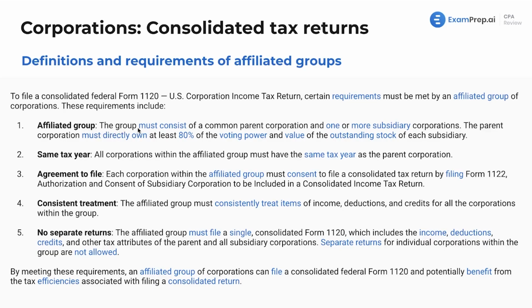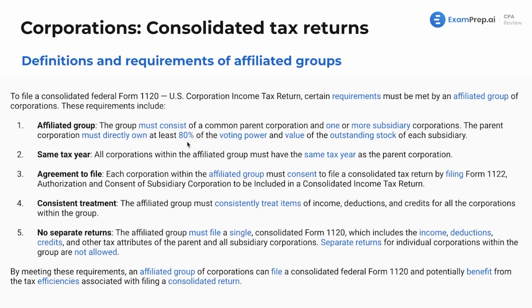Well, an affiliated group must consist of a common parent corporation and one or more subsidiaries. We saw that already. But building on this, the parent corporation must directly own at least 80% of the voting power and value of the outstanding stock of each subsidiary. So if you see questions where the corporation owns 60%, they are going to try to trick you into thinking that you only need to own 50%, because in a lot of cases, whether it's in GAAP and FASB and FAR, or we're dealing with just different affiliated groups, yeah, 50% will be the threshold, but for consolidated corporations, it's 80%.